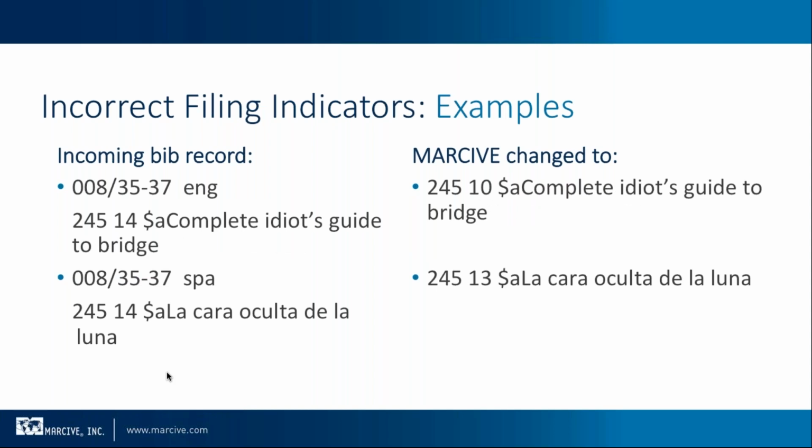We confirm the language codes to ensure the filing indicator is correct. Here you can see the second indicators were corrected. Libraries use these language codes to add filters in their catalog so the patron can find appropriate foreign language materials.